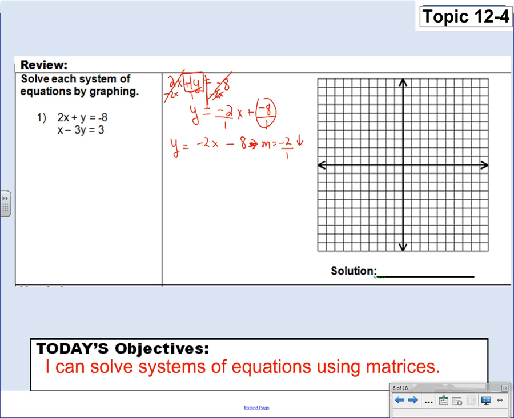Negative means down 2 to the right 1. And then our y-intercept is negative 8, so that tells us we're going to start off at the point 0, negative 8. So our first graph will start off at 0, negative 8. That's our beginning point. And then our slope is down 2 to the right 1. I've done the right side, now to do the opposite side. On the left side we do the opposite, so we'll go up 2 and to the left 1. Up 2 to the left 1, up 2 to the left 1.